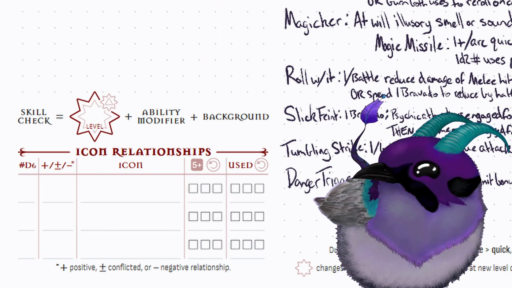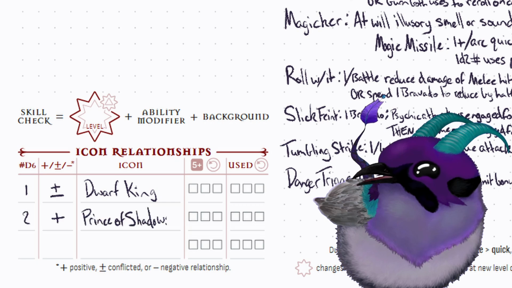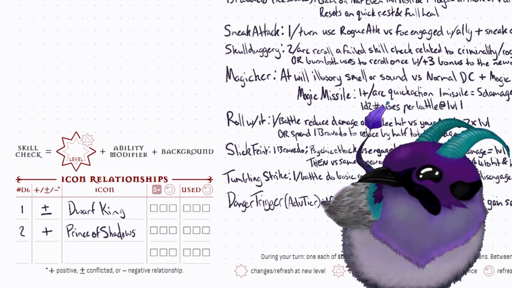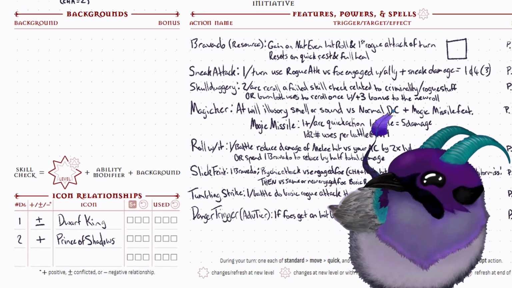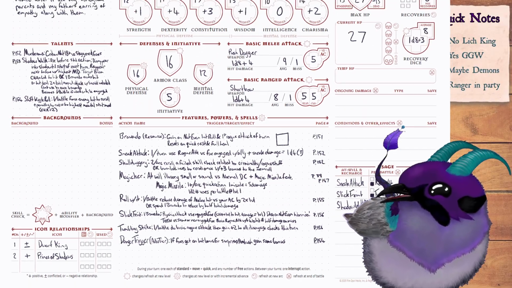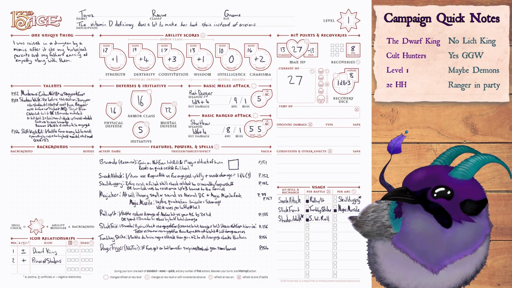For Topaz, I'm going to put one point in a conflicted relationship with the Dwarf King, and two points of a positive relationship with the Prince of Shadows. I'll leave you to speculate in the comments why that's the spread, but I will say that after chatting with GM Barry, Topaz is under the impression that she has a much more positive connection with the Dwarf King than the character sheet reflects.